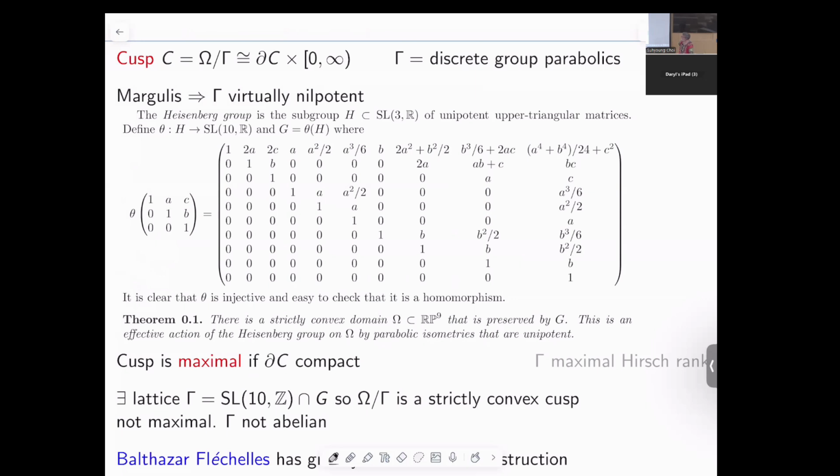And here's a homomorphism from SL(3,R) into SL(10,R). And if you restrict that homomorphism to the integers, you get a discrete group of parabolics acting on a strictly convex domain in RP^9. And the fundamental group of this cusp is not virtually abelian, but it's the Heisenberg group. I should say this example has been greatly generalized by Balthazar Flagel.